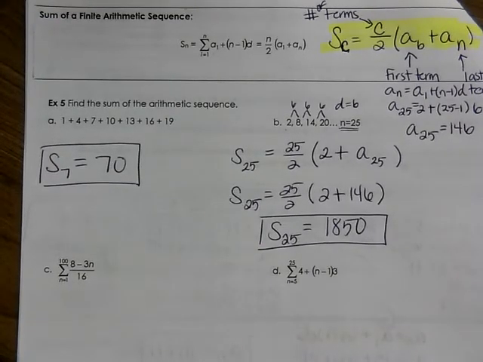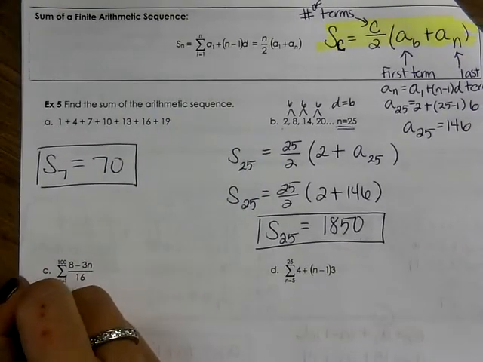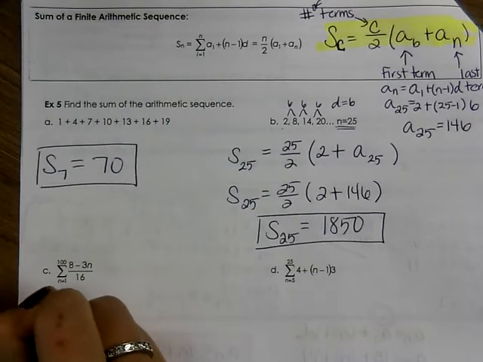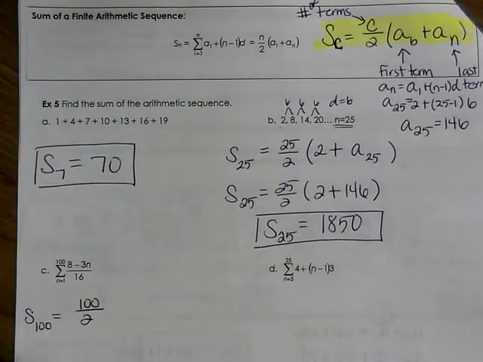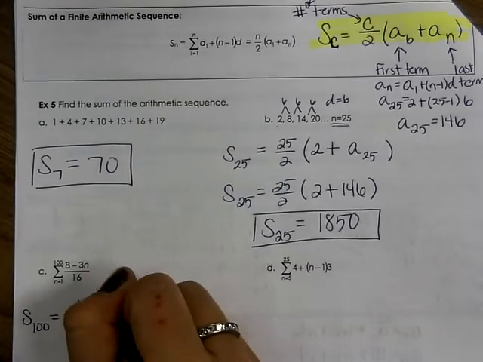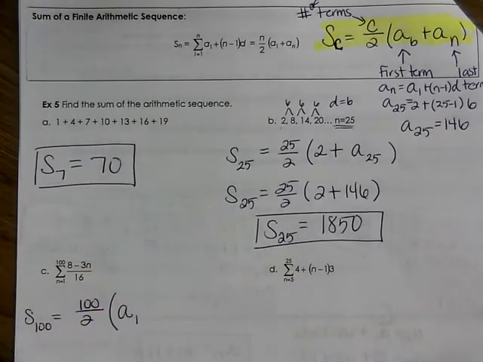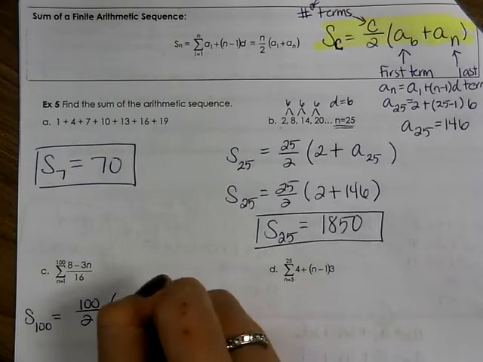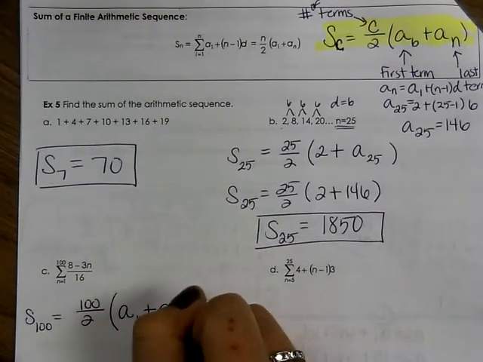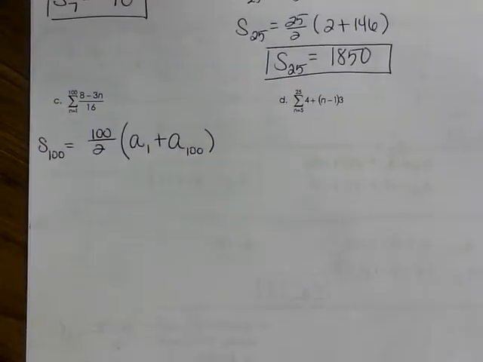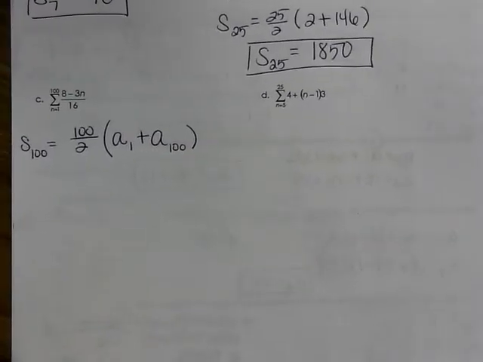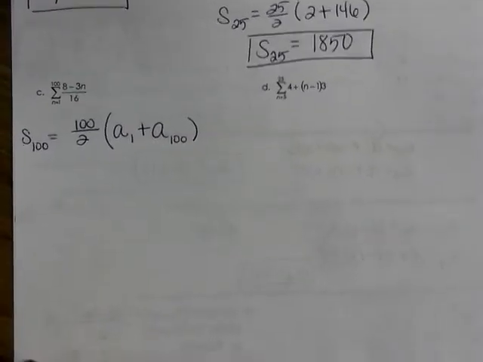First of all, how many terms am I trying to find the sum of? 100. So S sub 100 equals 100 divided by 2 times my first term, which in this case is going to be a sub 1, plus my last term, which should be a sub 100. Neither of which I have yet. I just need to find them.